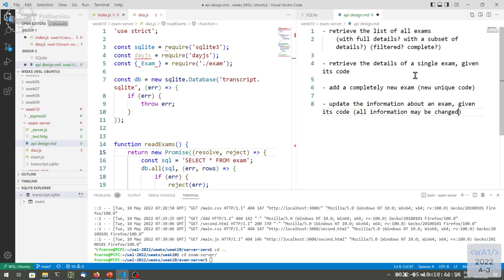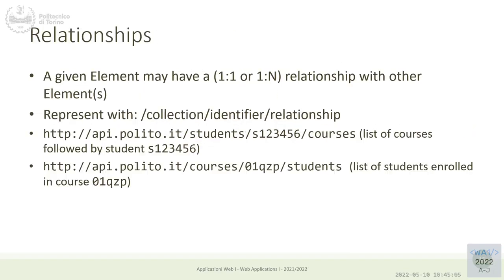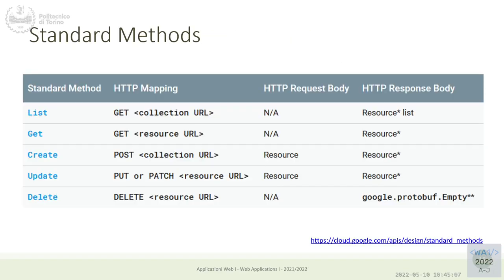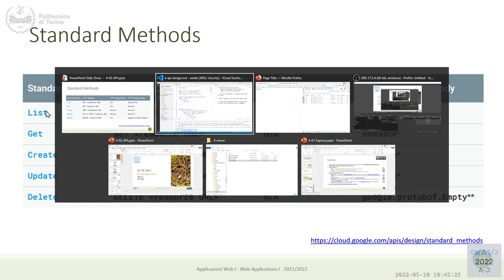So first of all, try to list the operations that we want. We are thinking in a similar way to this table here. These are the five, let's say, main logical operations. But then we add details. The list, okay, the list of what? Which details do we want to retrieve? Which items do we want to retrieve? All of them, just a subset, the recent ones, and so on.